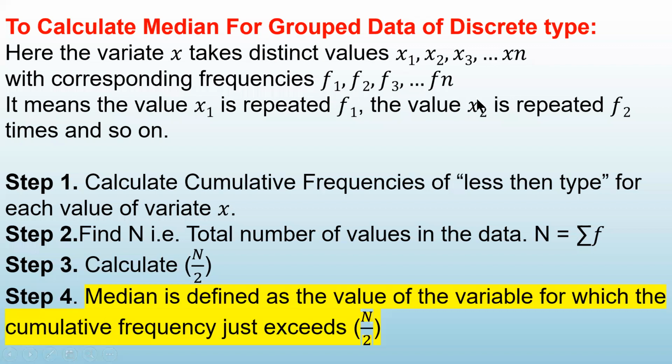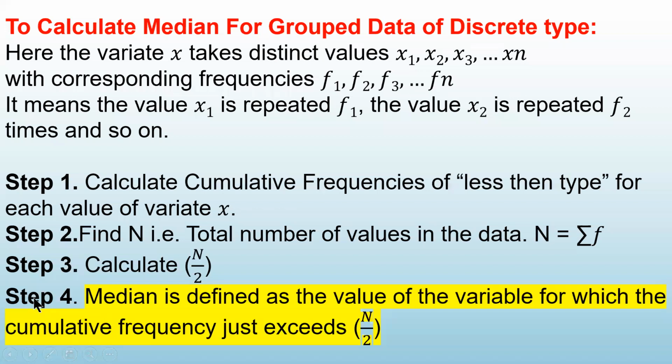To find out the median, what we have to do? First of all, you have to find out the cumulative frequencies. Then the second step, you have to find the value of capital N. Capital N is what? Summation of frequencies. Then, because we are calculating the median, and median divides the data into 2 parts, you have to find N upon 2. Okay, this is the third step.